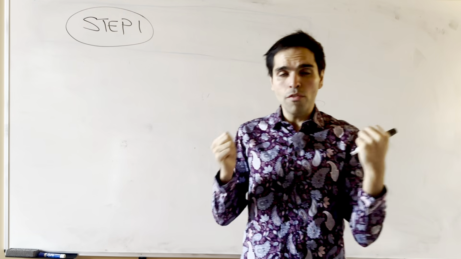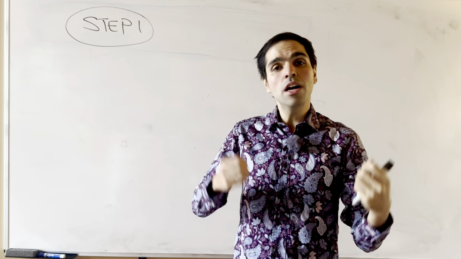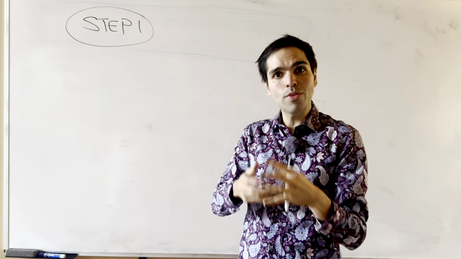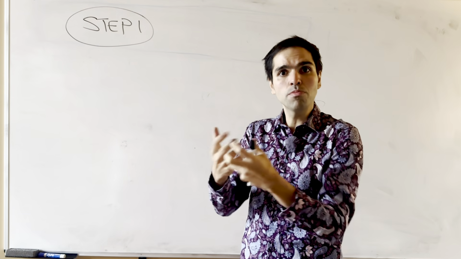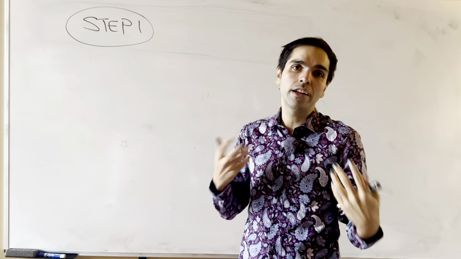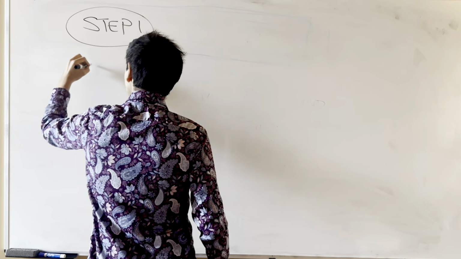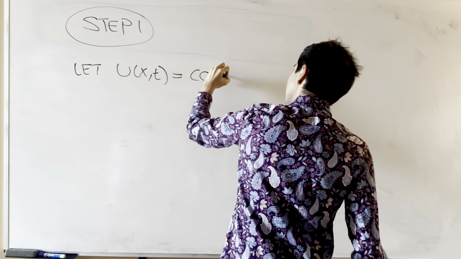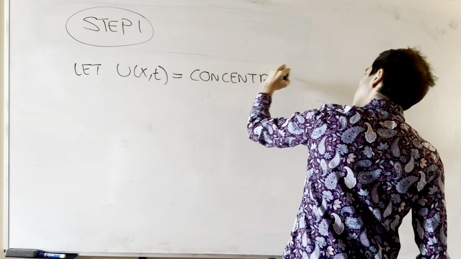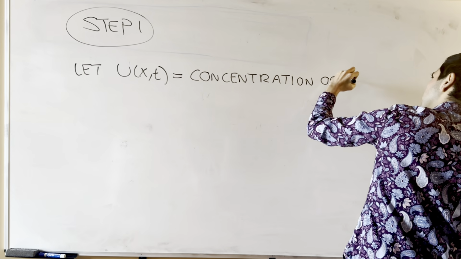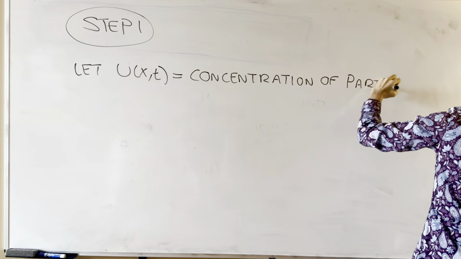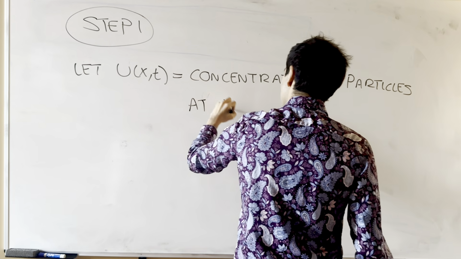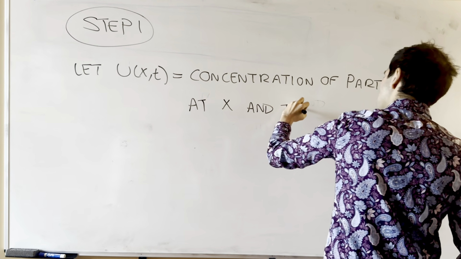So first of all, we won't really talk about temperature here, but rather the concentration of particles, because the particles are randomly bouncing around. So if there's more of them, that part of the rod is a bit hotter. So let u(x,t) really be the concentration of particles at position x and time t.